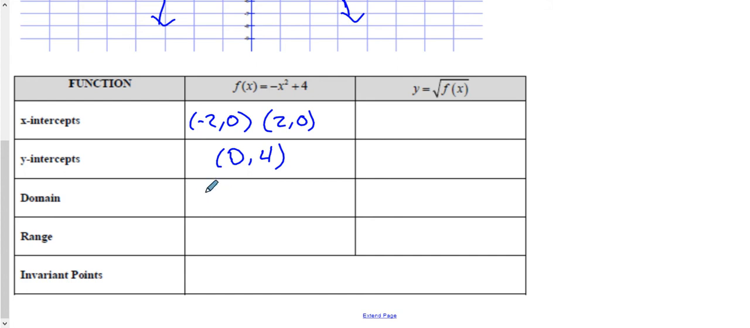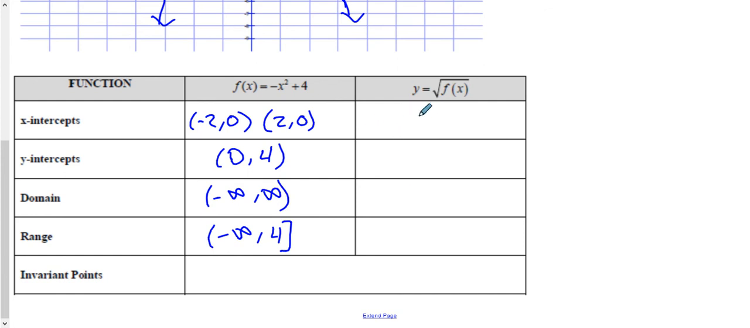Our domain here, and I believe last time we did it in set notation, so we're going to do this one in interval notation. Our domain here is from -infinity to +infinity. Our range, the lowest we were going was -infinity, the highest we could go was +4, and we wanted to include +4.